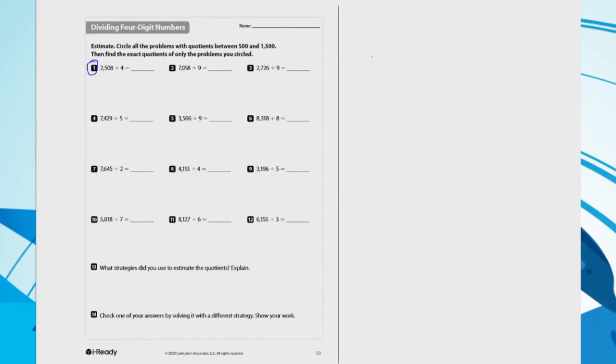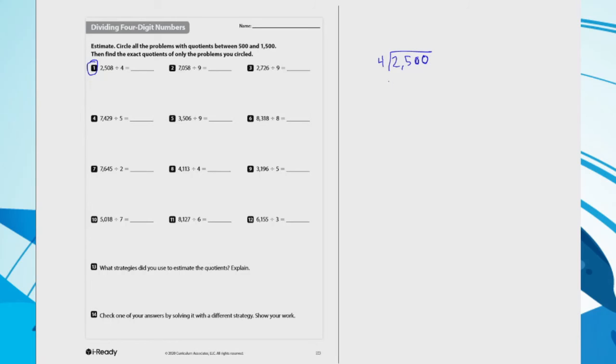2,508 divided by 4. So for this, we're going to round 2,508 to the nearest 100, which would be 2,500. You can see here, we're rounding to the nearest hundreds, so we'll go to our tens place to find out how we're going to round the hundreds. It's less than 5, so we're going to let this 5 rest. So 4 or less, let it rest. We're not going to change it, we're not going to raise it. And then every number after the 5 is going to be a 0. And then we're dividing it by 4.